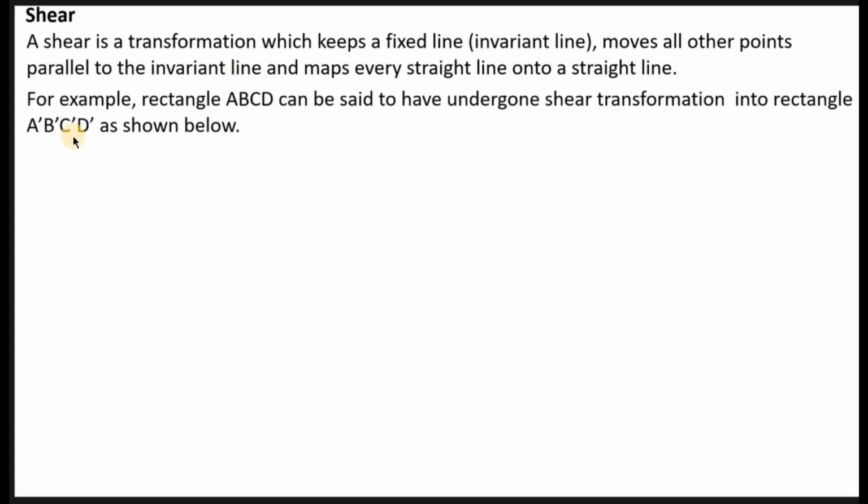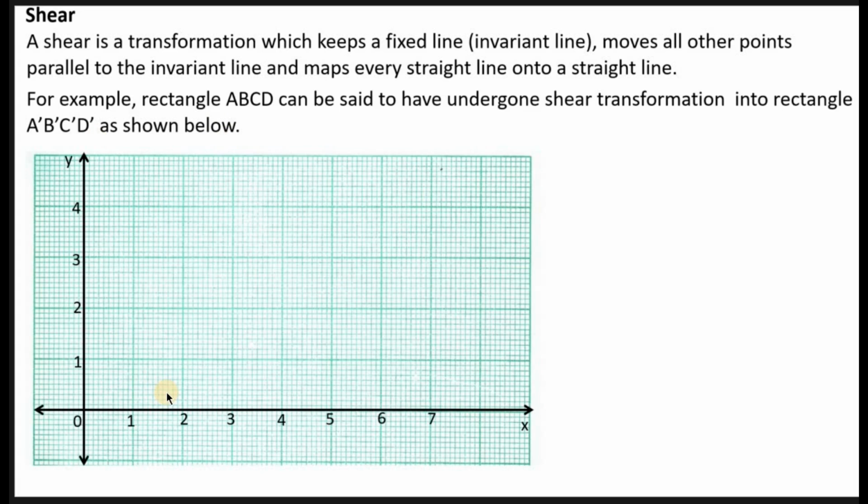For example, rectangle ABCD can be said to have undergone shear transformation into rectangle A prime, B prime, C prime, and D prime as shown below. So if we have a rectangle on a Cartesian plane like this, then we can say that it can undergo shear transformation if it changes to that position there, with the new image points A prime, B prime, D prime, and C prime.